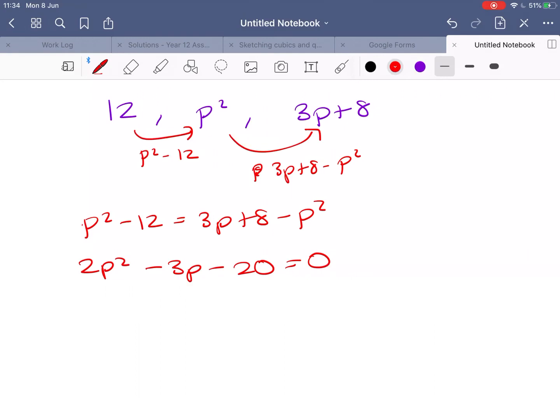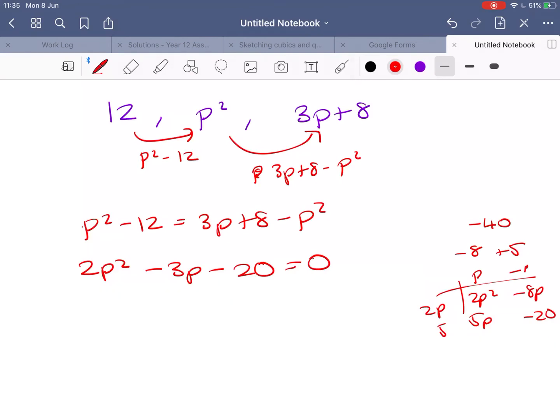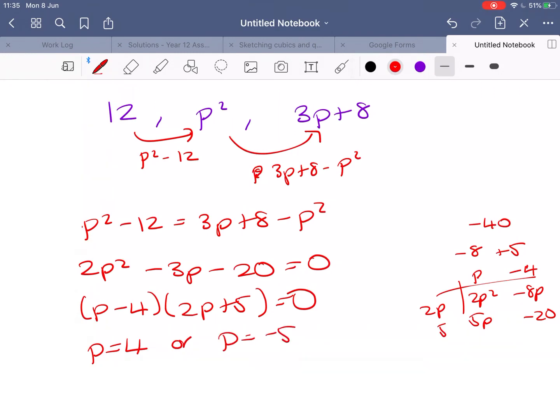Quadratic to solve. I want the factors of minus 40 that add up to minus 3, and let's think, 8 and 5, it's going to have to be minus 5 and plus 8. So I'm going to have my 2p squared minus 8p, 5p and minus 20. Take out the common factor of the first row, it's going to be 2p. So that's p, that's 5, and we have minus 4 on the end. So we've got p minus 4 and 2p plus 5 equals 0. So p equals 4 or p equals minus 5 over 2.